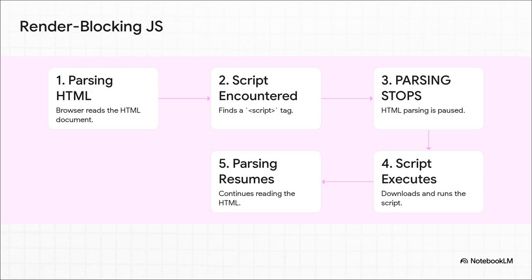Now, our last common mistake isn't a typo, it's a performance killer. And it's all about how we handle JavaScript. By default, when a browser is reading your HTML and it hits a script tag, it stops everything. It literally pauses building the page to go download and run that script. This is called render blocking, and it can make your site feel incredibly slow to load.